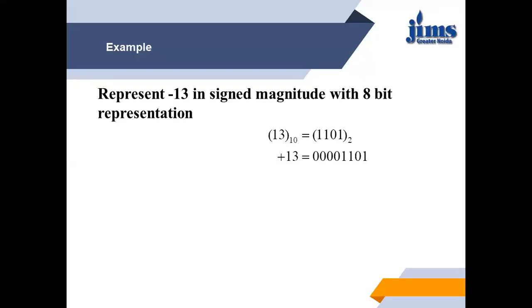Now convert this number 13 to sign magnitude representation. What you have to do is just change the leftmost bit from 0 to 1. Then the rest of the 7 bits will be the same. The number will be 1 0 0 0 1 1 0 1, and this will be your sign magnitude representation.